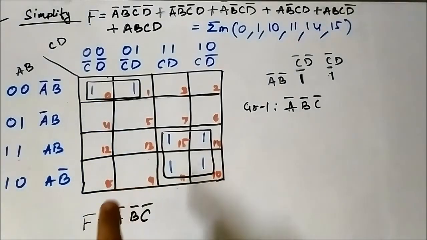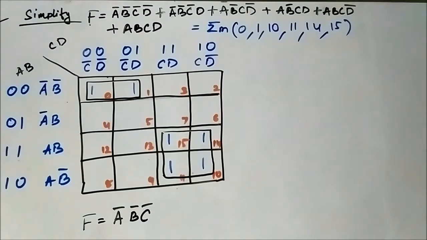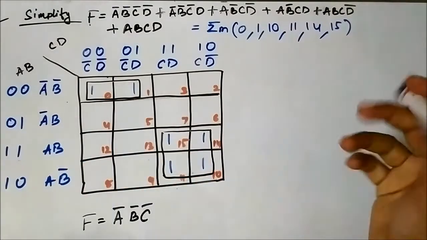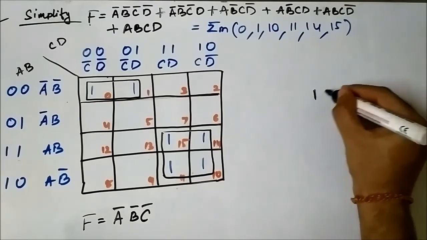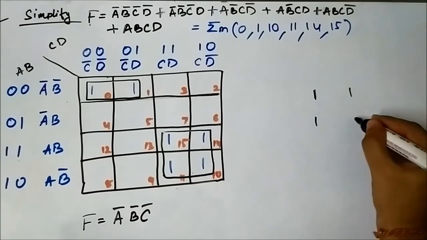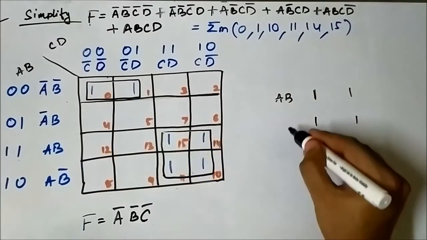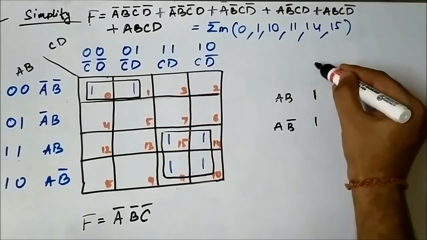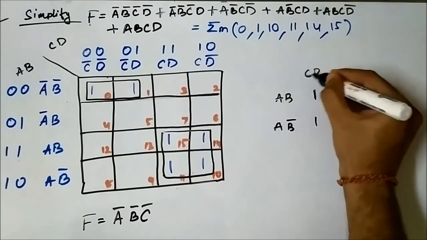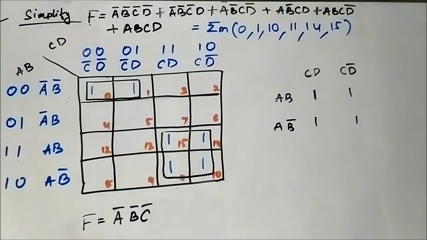Now it is the turn of this quad. Let us find the common variables for this quad, group 2. Let us write the horizontal and vertical variables and identify the common variables. So this is a quad of 4 adjacent cells, with horizontal components AB and AB bar, and vertical components CD and CD bar.